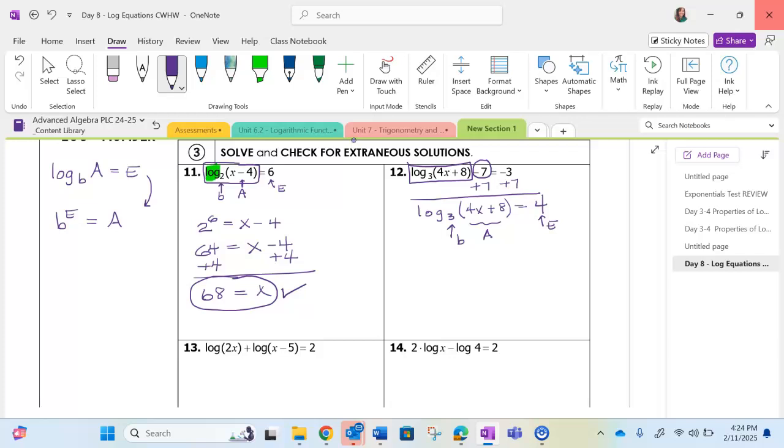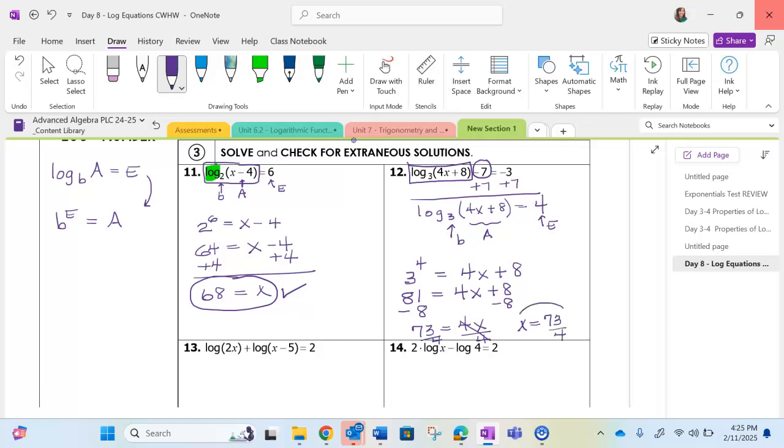So I'm going to change forms like over here, and it's going to be 3 to the 4th power equals 4x plus 8. Now, you have calculators, so you can do all of this. So 3 to the 4th power is 81 equals 4x plus 8. Subtract 8. 73 equals 4x. Divide by 4. If I put 73 over 4 in my calculator, it does not reduce.